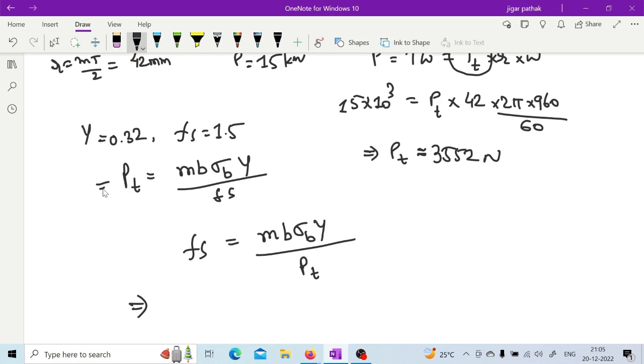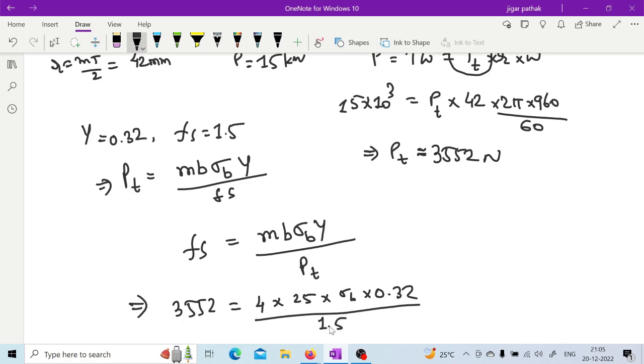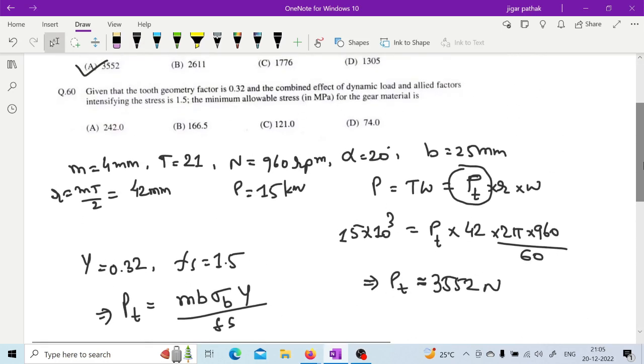So if you use this relation, then you have Pt calculated as 3552, m is with you, 4, then b is 25, face width is given, then sigma b you need to calculate, y is given as 0.32, and this factor of safety is given as 1.5. From this you can calculate sigma b. So can anyone tell what is sigma b? 166.53. Yeah, so it is almost around 166.5 megapascal, right? Let us see, it is there, this 166.5. So let us go to the next one.